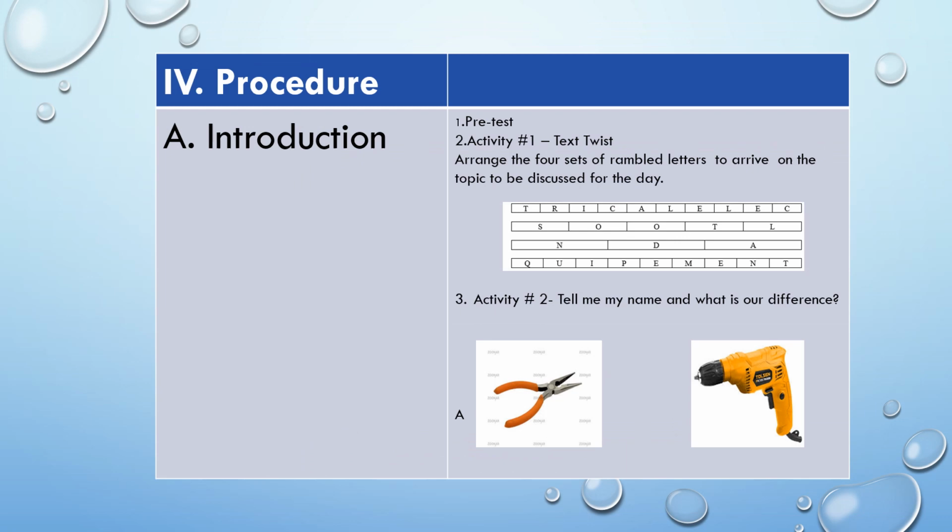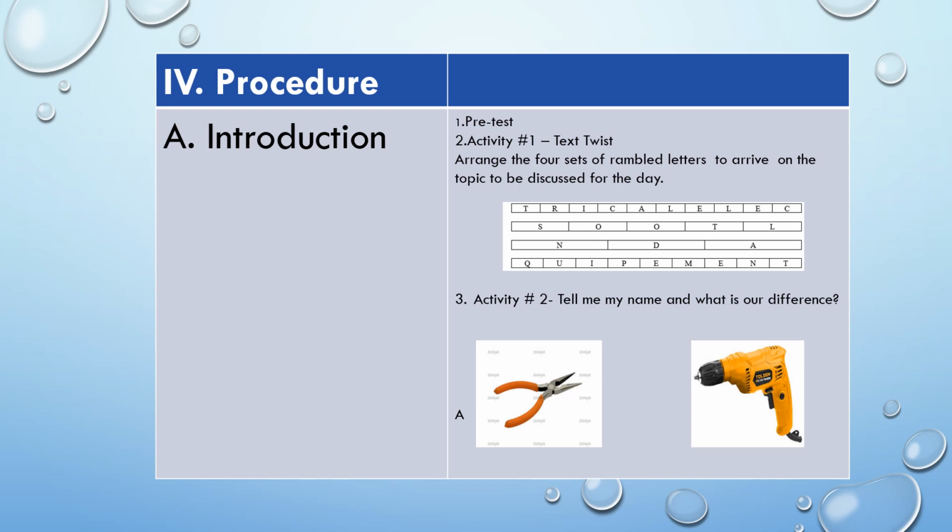Okay. Then the fourth one, Roman numeral 4, is the procedure, which is now the IDEA. For letter A, the introduction, we have the activity. Number 1, we have the pretest. The second one is the activity called Text Twist. The instruction is to arrange the jumbled letters to arrive at the topic to be discussed for the day. Activity 2: Tell me my name and what is our difference.